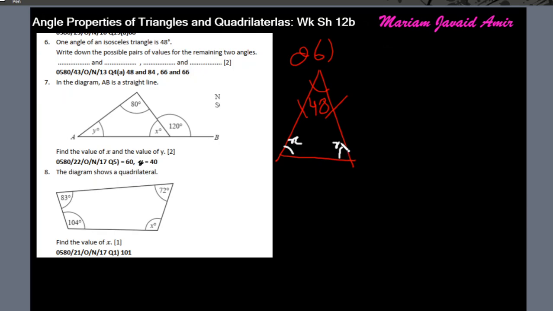x and x. This is one case, and the other case would be that this angle is 48. Then if this angle is 48, then this angle is also 48. And then we need to find the third angle, this one.